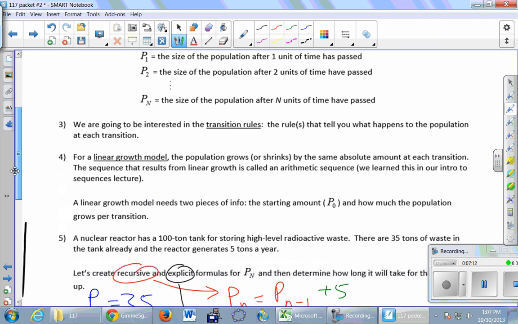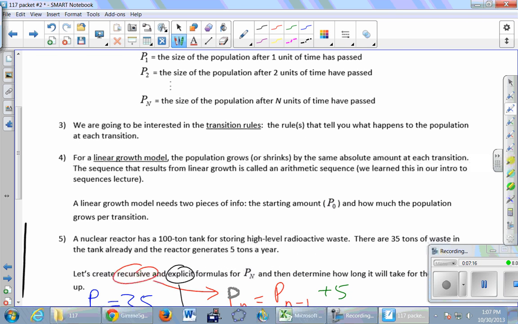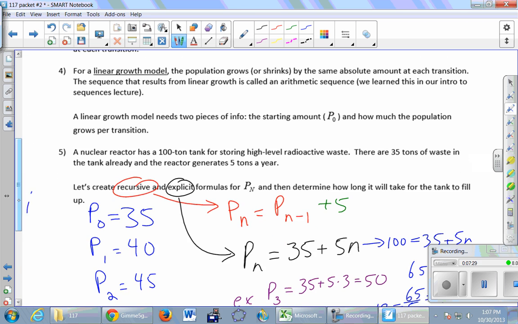Okay, 3 says we're interested in the transition rules. Those are the rules that tell you what happens to the population at each transition. What happened to the population every year in this? It went up by 5. That was the transition rule, up by 5 every year. Okay, and this radioactive waste example is something called a linear growth model.